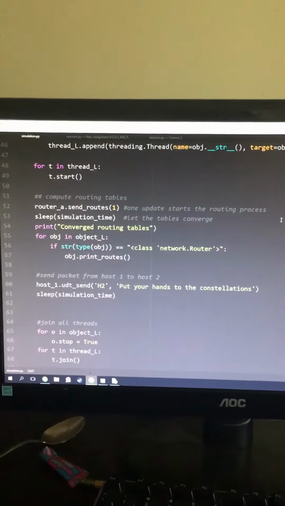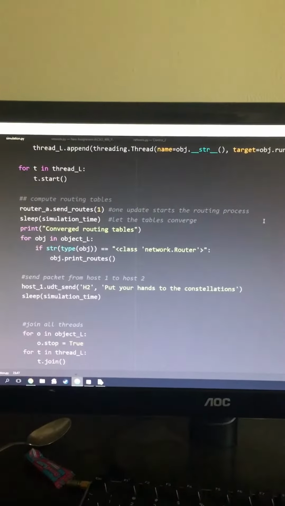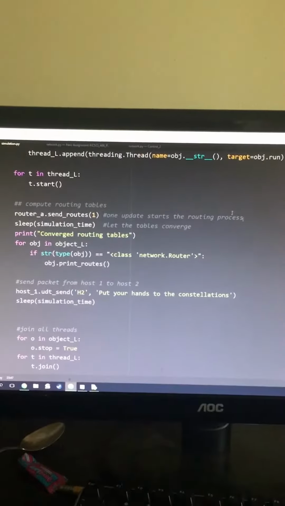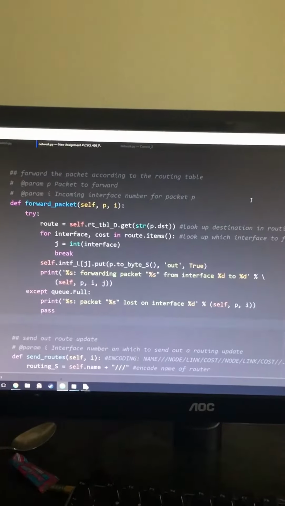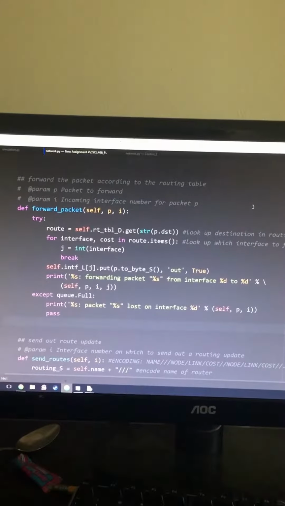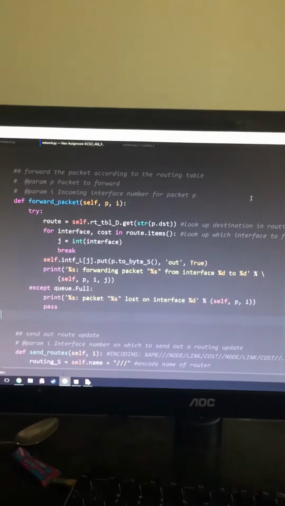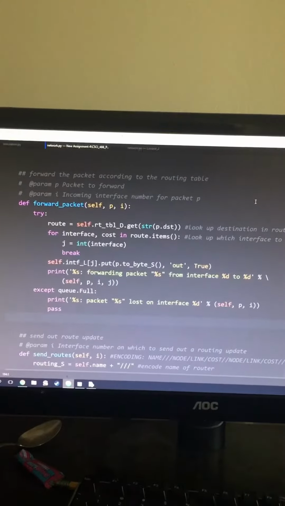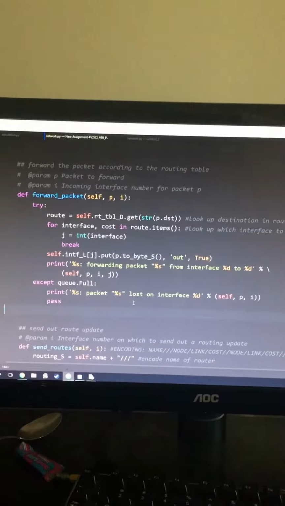So now we're going to send this phrase, "put your hands to the constellations," this time using routing tables. How we do that is we have a forward packet method, and this method looks up the routing table, determines the route with the least cost, and then forwards that packet through the interface of those routers. And when we do that, we'll get something like this.